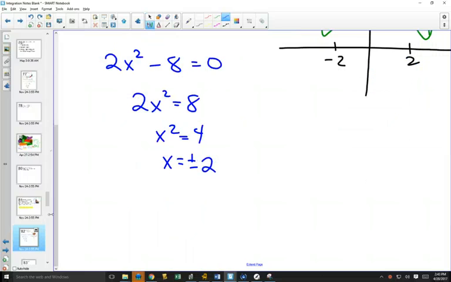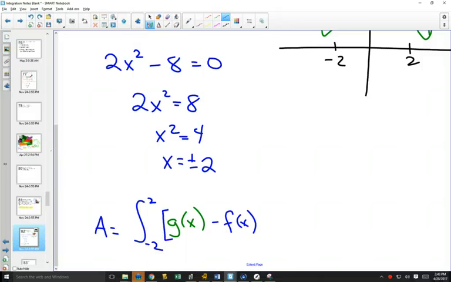we can set up our integral. Our area is going to be the definite integral from negative 2 to 2. And here, since the green function g of x was on top, we would do g of x minus the blue function f of x.